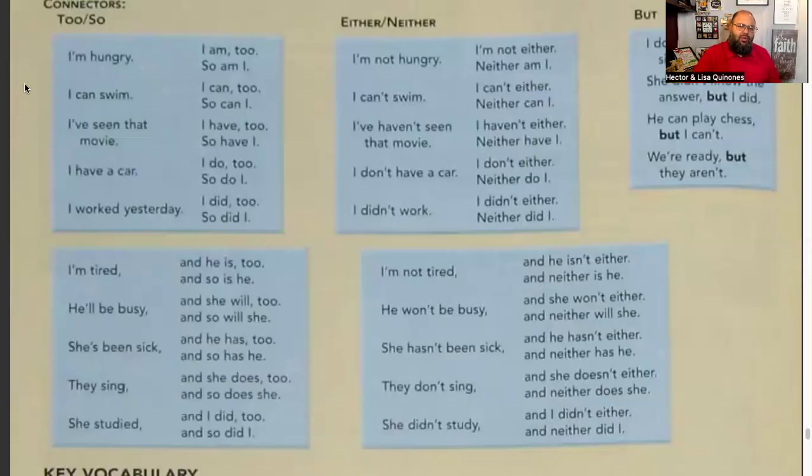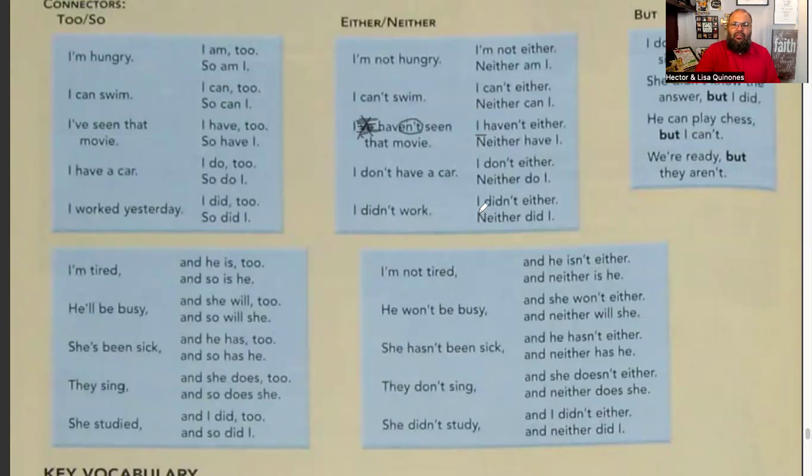Very important here to notice something. You either say, I've, and then you will have to say the section of not. So you don't really say I've not. You say I haven't. So there is no contraction here. It's supposed to be I haven't seen that movie. I haven't either. You see how this one doesn't have it here? So that's a mistake. I don't have a car. I don't either. Neither do I. I didn't work. I didn't either. Neither did I. Let's do the one for but.